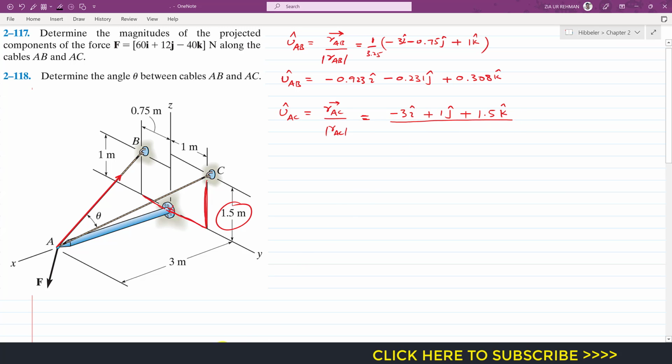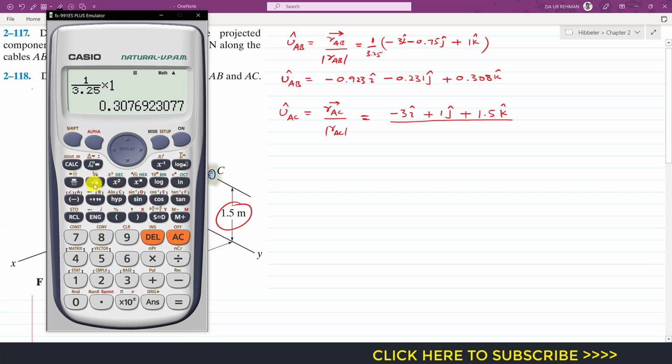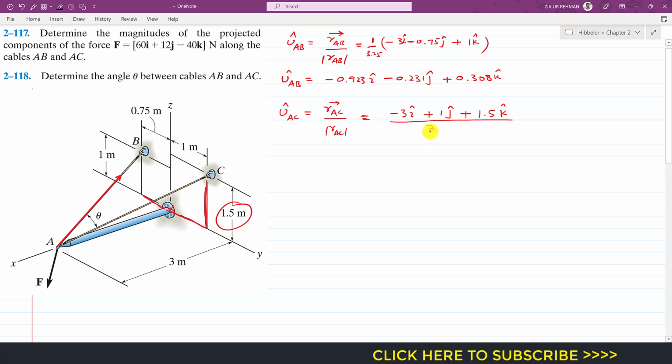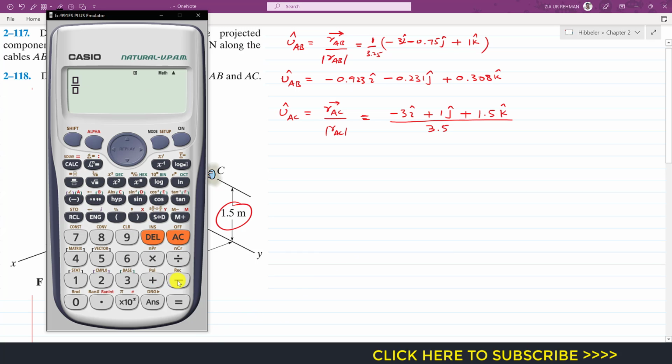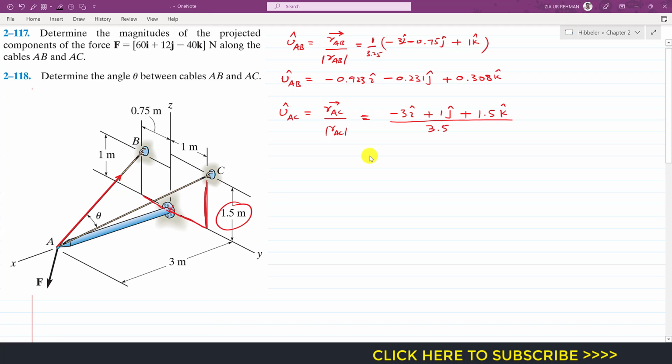And again we can find its magnitude directly using the calculator. This will be 3 squared plus 1 squared plus 1.5 squared. Taking the squares of each component and then taking the square root always gives us the magnitude. So the magnitude is 3.5. Now we need to divide each component by 3.5. So minus 3 divided by 3.5 gives us minus 0.857, and this is along i.